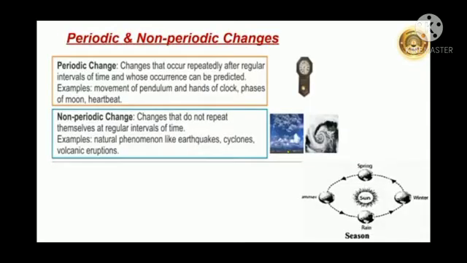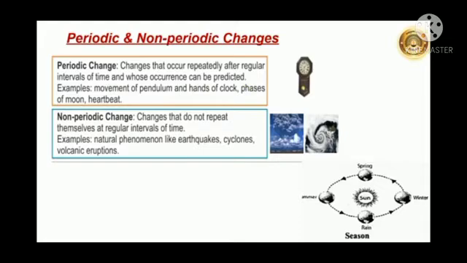We find some changes occur again and again after a definite interval of time. Such changes are called periodic changes. When we cannot say for sure when a certain change will recur after one occurrence, and even if they recur, the time interval is not fixed. Such changes are called non-periodic changes. That is, periodic changes occur repeatedly after regular intervals of time, and their occurrences can be predicted.